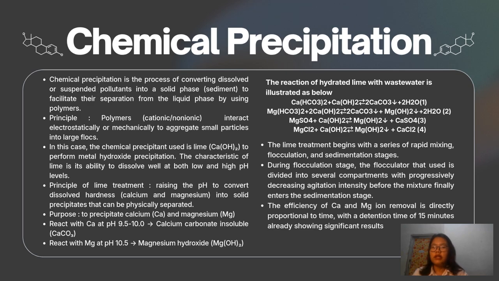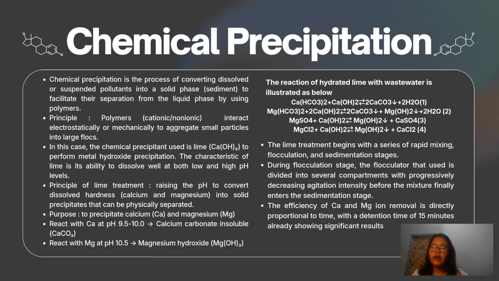So the next stage of the tertiary wastewater treatment is chemical precipitation. Chemical precipitation is the process of converting dissolved or suspended pollutants into a solid phase called sediment to facilitate their separation from the liquid phase by using polymers. The principal polymers, which are cationic or non-ionic, interact electrostatically or mechanically to aggregate small particles into large blocks. The polymers are also called chemical precipitants, and in this case we use lime to perform metal hydroxide precipitation.